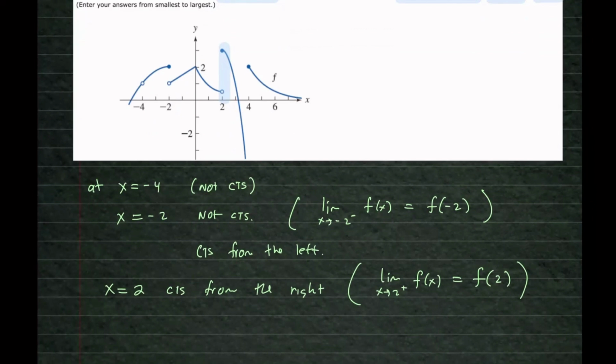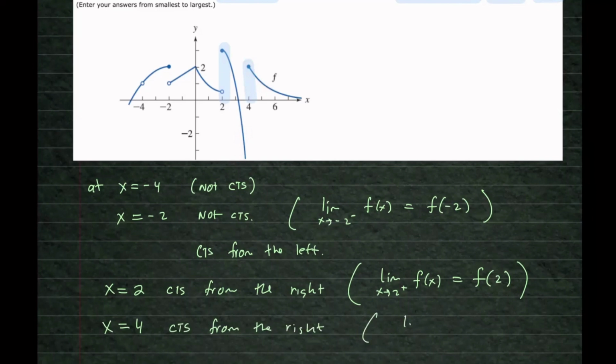Now let's take a look at the last place we have discontinuity. It looks like right here at 4. Again, there's a break. We have no idea what's going on here. It's just going to keep going down this way. In this direction, it looks like we can talk about continuity from the right side again, because this circle is filled in. So we have another discontinuity at 4, but it's continuous from the right.